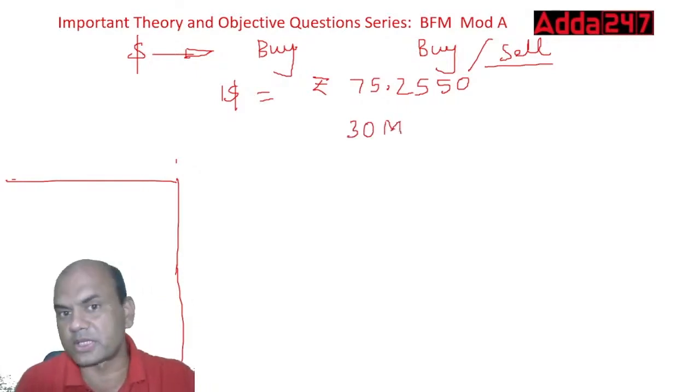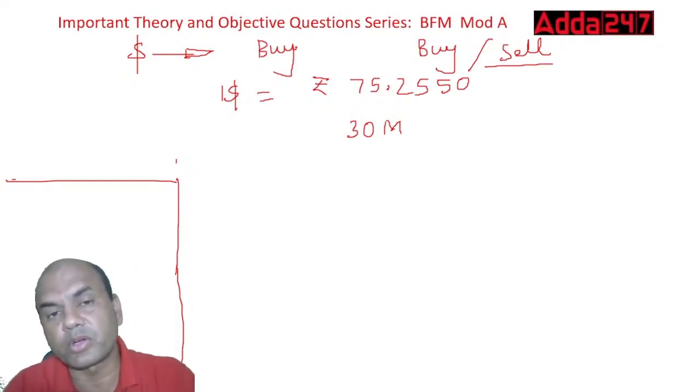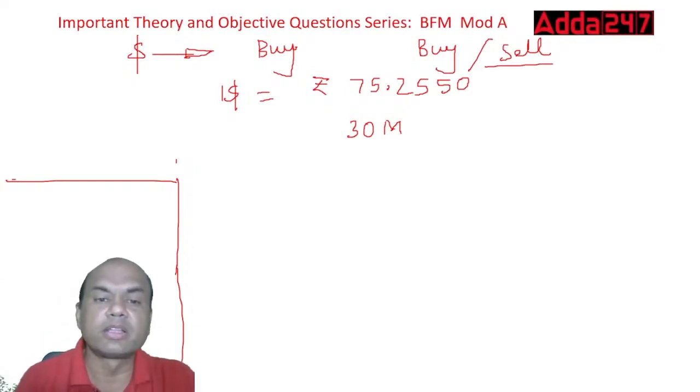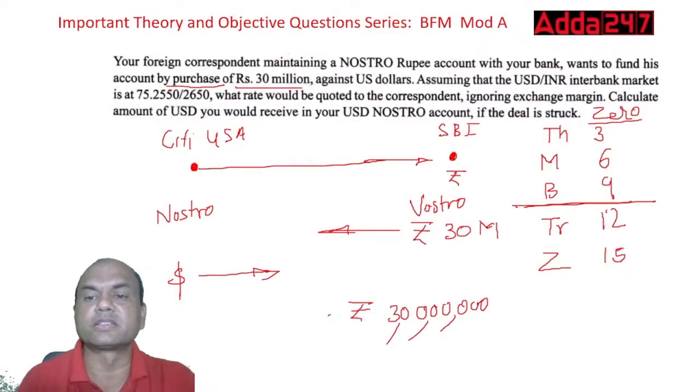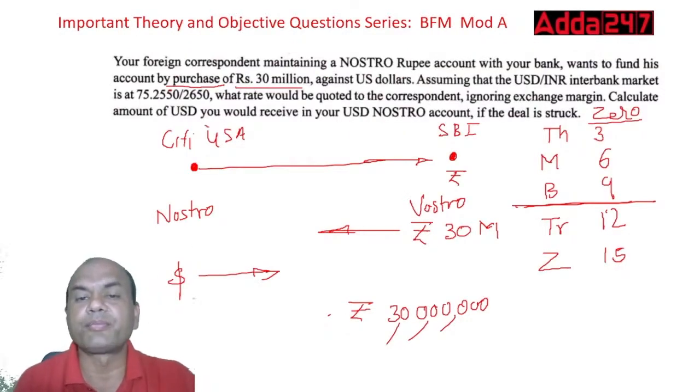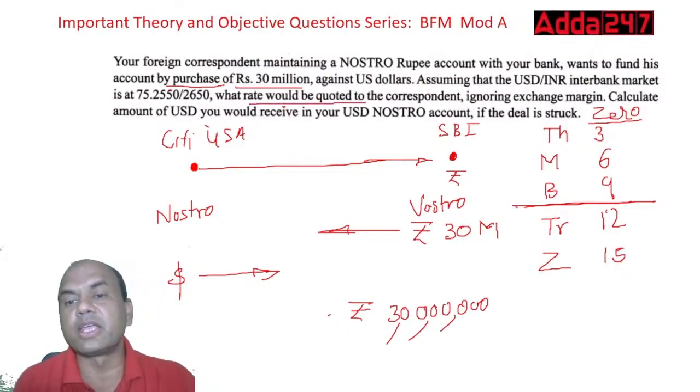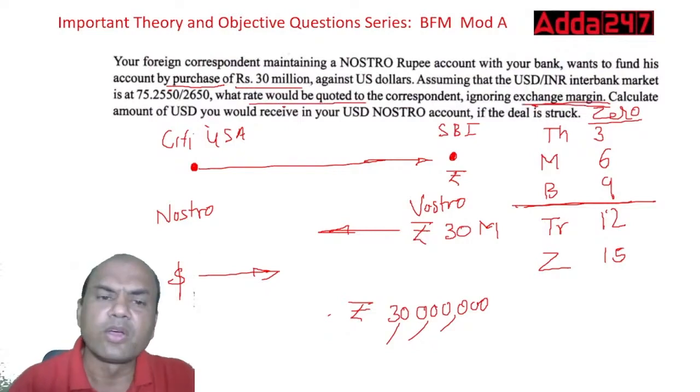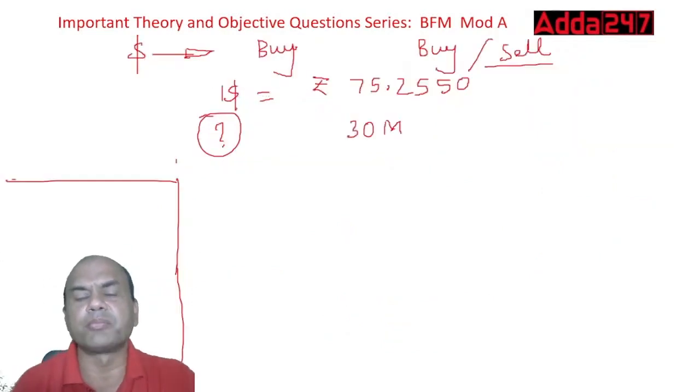Million means 6 zeros. Understand this. Now what do I want then? I want this rate. Dollar I want. What are the two questions? See this. The main two questions: calculate the rate. What rate would be quoted to this customer, ignoring exchange margin? So there is no exchange margin over there. So whatever rate has come, you will directly give him.